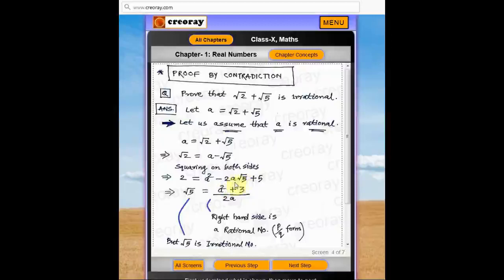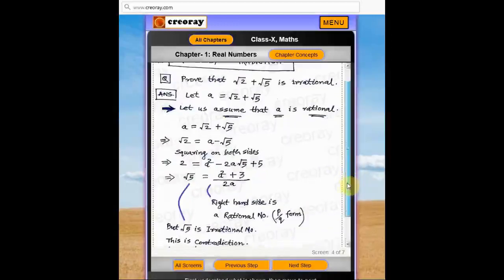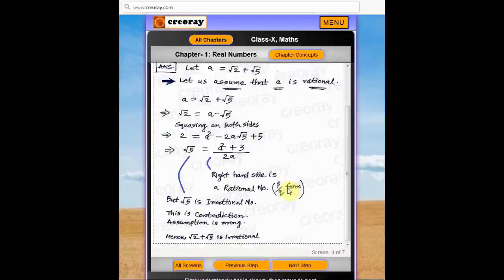Now bring this root 5 on one side and everything else on another side. If you want, you can do the working on the side. You'll get root 5 equals (A square plus 3) divided by 2A. Now here it is. Root 5 we know is an irrational number. But this right hand side is a rational number. Why? Because it is of the form p by q, and p by q form is a rational number.